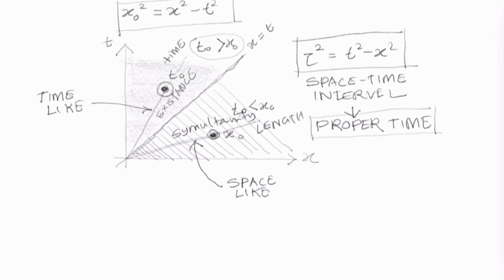What happens when t naught is equal to x naught? Then this is the light ray. When t naught is equal to x naught, tau squared equals 0. Therefore, when you travel at the speed of light, time does not pass.